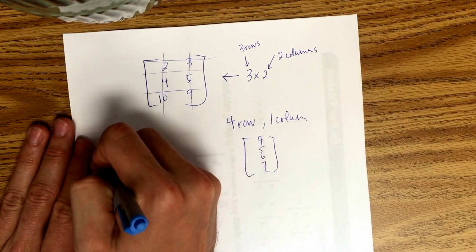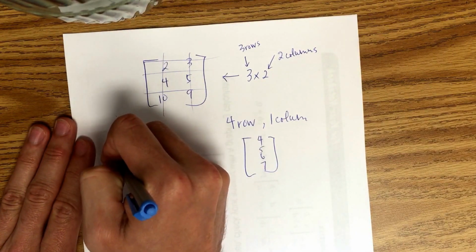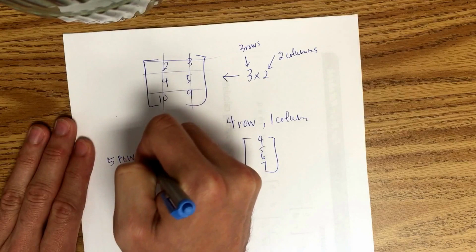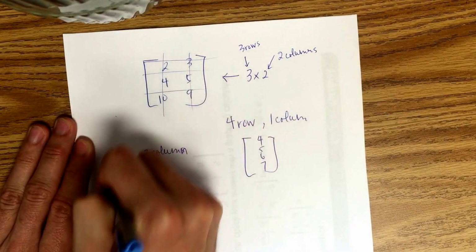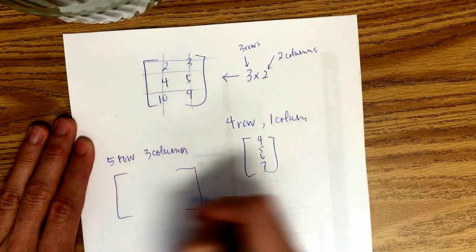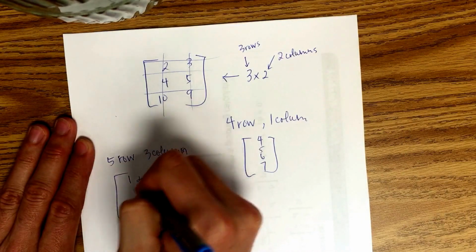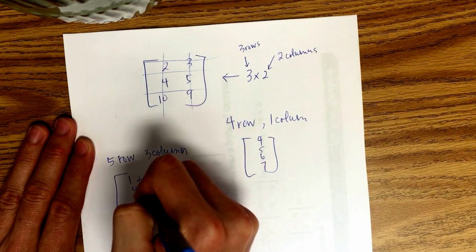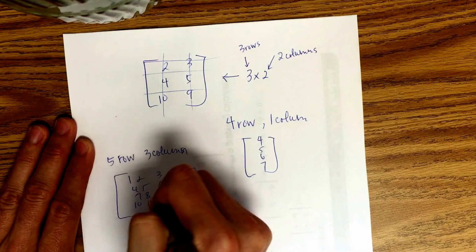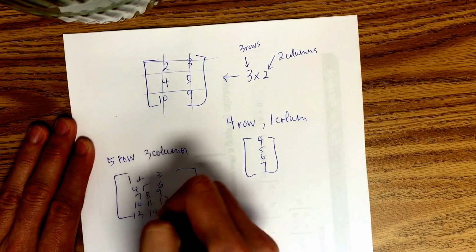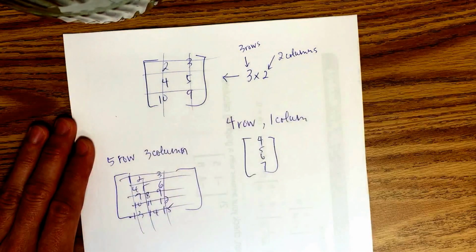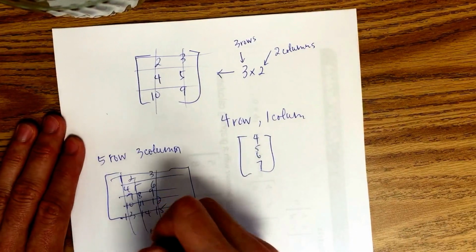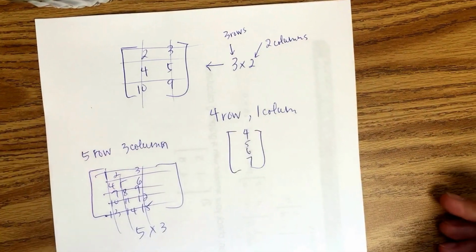If I were to ask you about a 5-row matrix that has 3 columns, we're talking about a matrix that's got 5 rows across. So I've got 5 rows across the matrix and I've got 3 columns down the matrix. So that would be a 5 by 3 matrix.